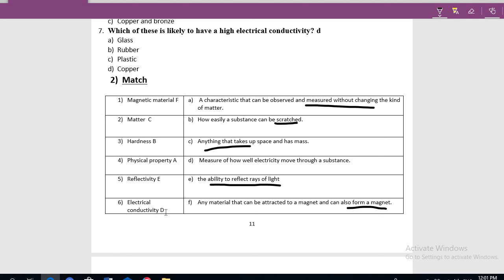Electric conductivity means a measure of how well electricity moves through a substance. For example, copper has a high electric conductivity, as electricity can move inside the copper very well.